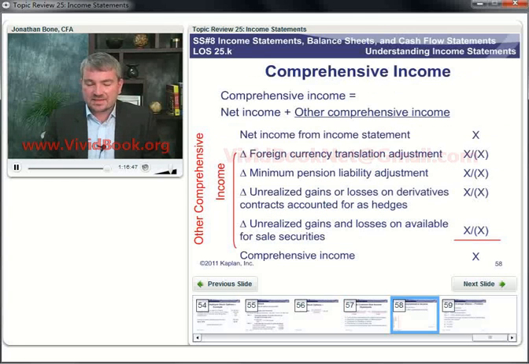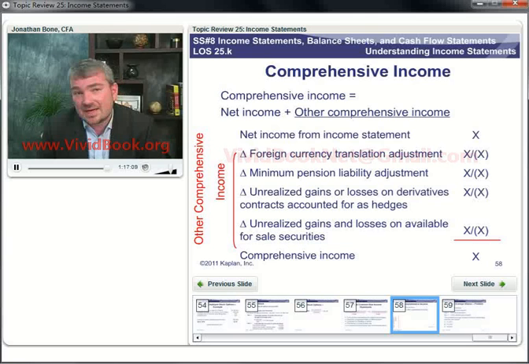Last LOS for this reading is to describe and calculate comprehensive income. So we've talked about this before and said, look, we need to show this statement of comprehensive income. What is it doing? Well, essentially, what it's trying to do is pick up on all of the change to stockholders' equity that is not directly related to transactions with the shareholders.